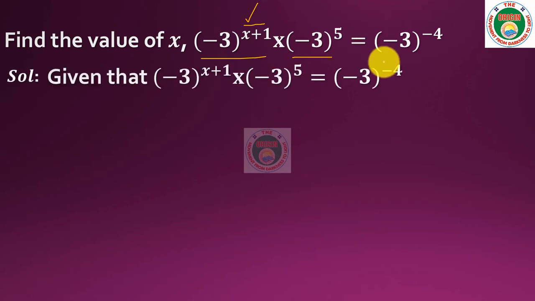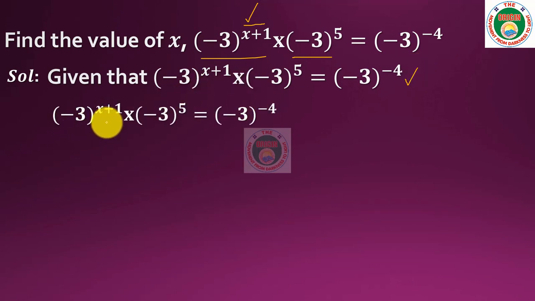Solution. I write the given equation here: (-3)^(x+1) × (-3)^5 = (-3)^(-4). Observe the bases here: base is -3 and here also base is -3, so the bases are equal. Taking the LHS, (-3)^(x+1) × (-3)^5. Here the base is equal and these two terms are under multiplication.